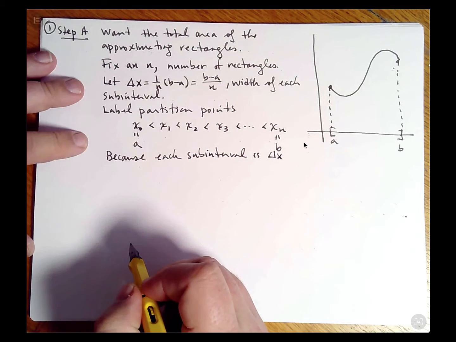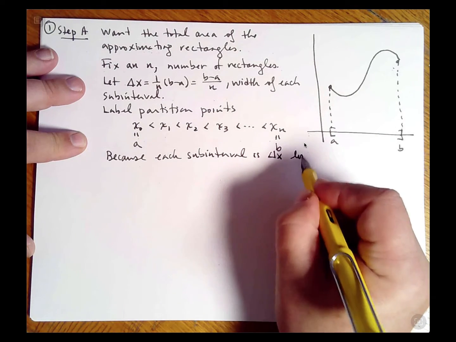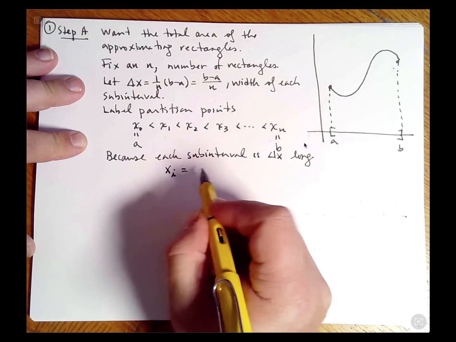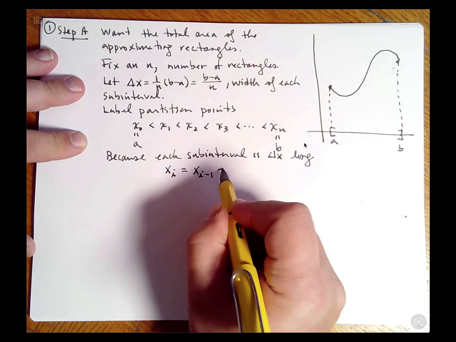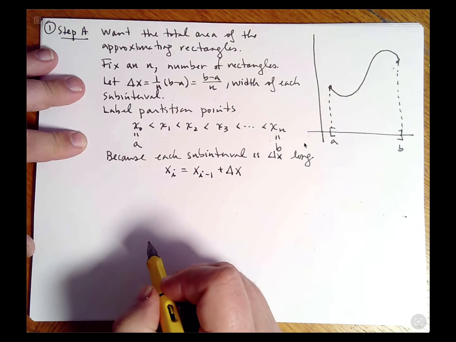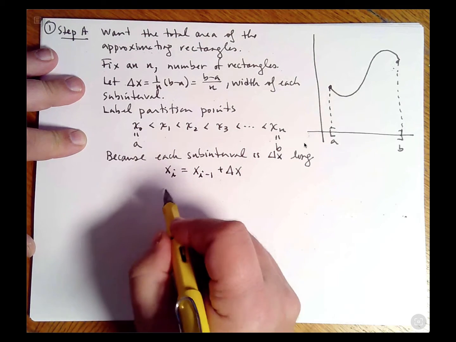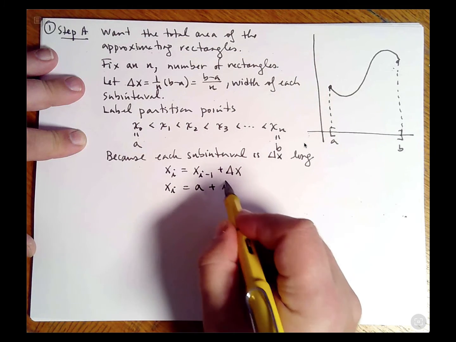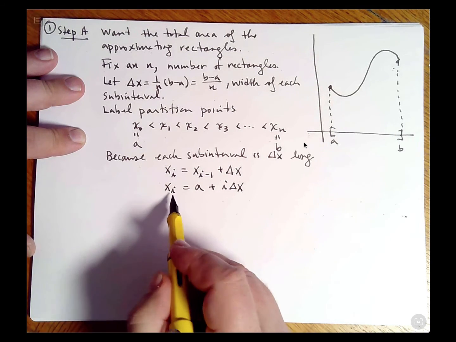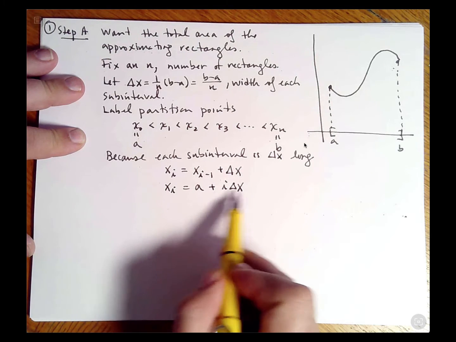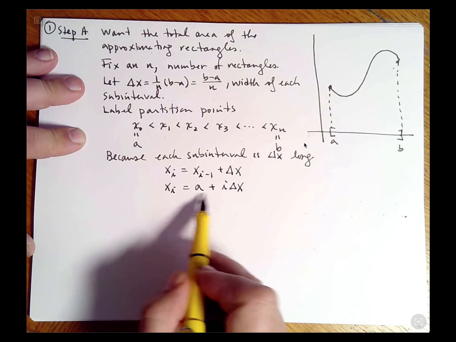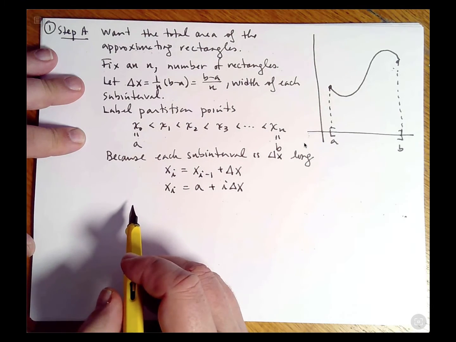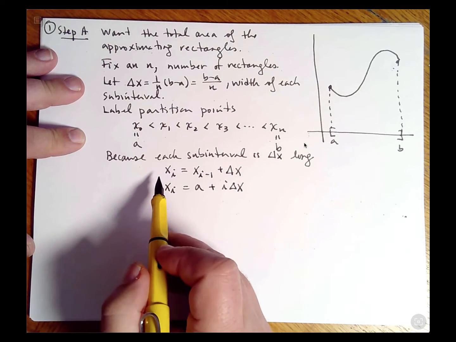So because each interval is delta x long, the ith partition point is delta x away from the previous partition point. And if you like, you can stack those up together and say the ith partition point is i lengths away from the leftmost partition point, right? The leftmost endpoint here. So these are equivalent.